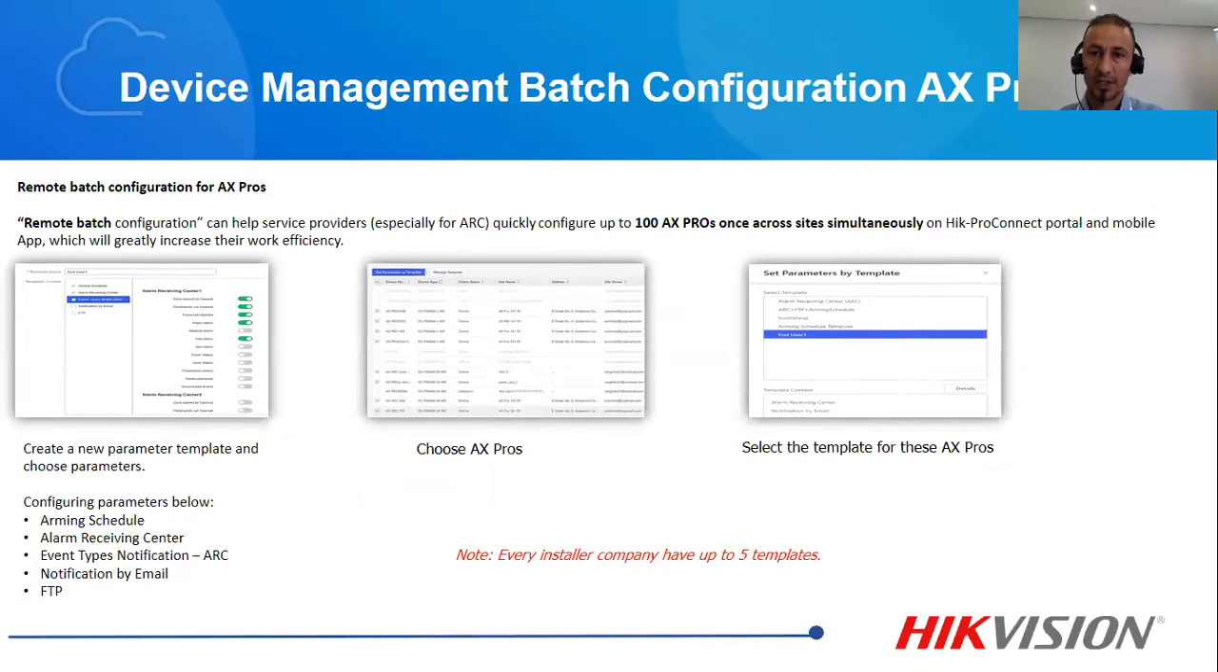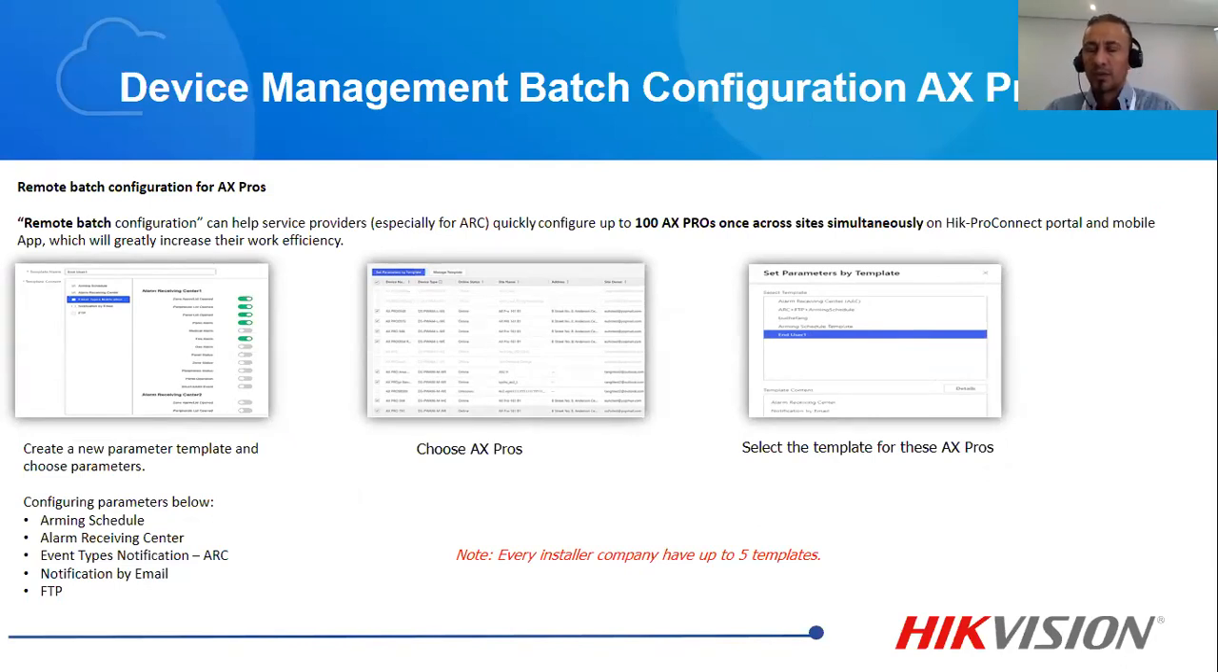Then we also have, like I just mentioned, the remote batch configuration for AX Pro again. In the event we have a platform with multiple physical devices, we are able to set rules. We can set our arming schedule. We are able to set our alarm receiving center. We're able to set our events. We can set up our notifications via email, or we can set up our FTP.